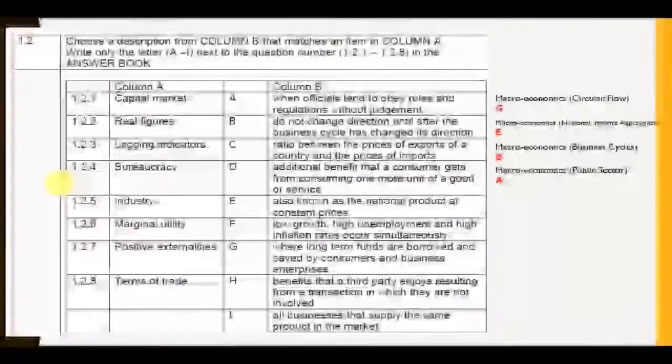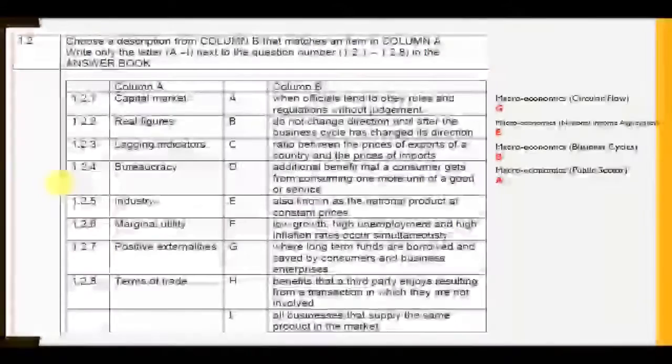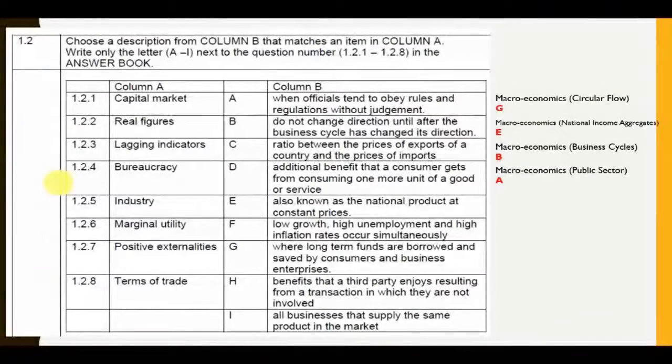So the problems of public sector provision used to be one of the essays that we did for macroeconomics. And this year what that added is reasons for public sector failure. So that's an important topic for you guys to be familiar with.